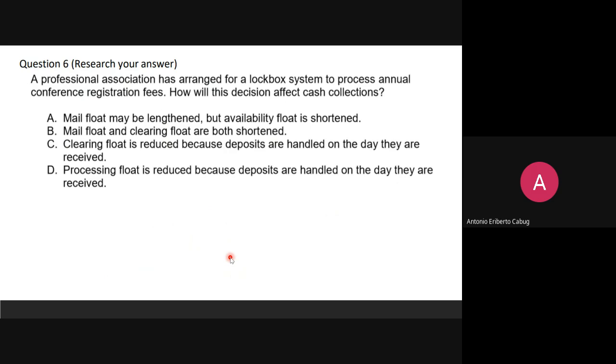Next, question number 6. Do you know what a lockbox system is? I hope you're able to research on the lockbox system. A professional association has arranged for a lockbox system to process annual conference registration fees. How will this decision affect cash collection? Is it A, B, C, or D? Go.